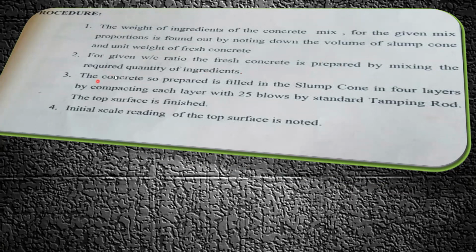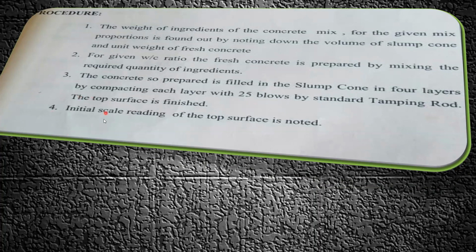The third is that the concrete so prepared is filled in the slump cone in 4 layers. Always remember, when you fill the concrete, we shouldn't fill it in a single layer. We have to fill it in 4 layers, and we have to do compaction of 25 blows after each layer is filled, right? Why is that compaction done, why are we going to do the blows? Because we want the density to be achieved in the concrete, and we don't want any voids to remain there. So as a result of that, we have to do the compaction.